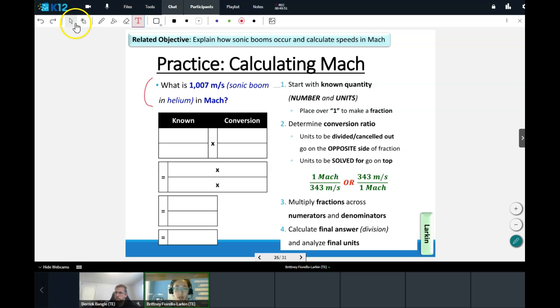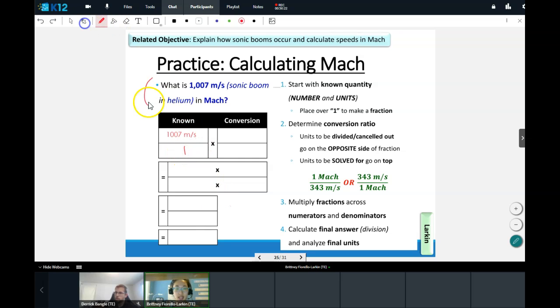Again, whenever we try to convert things, we always start with what we know. Yes, I see Kalina in the chat. Yeah, so we're going to start off with 1,007 meters per second. I want to turn this into a fraction just to make my life easier. So what number should I put it over to turn it into a fraction without changing its identity? Anything divided by what is still itself? Yeah, put it over 1.